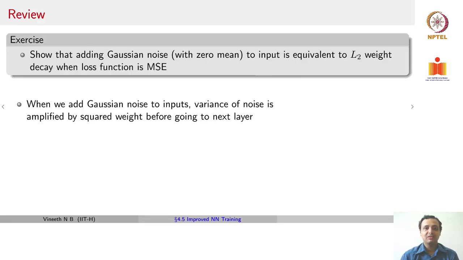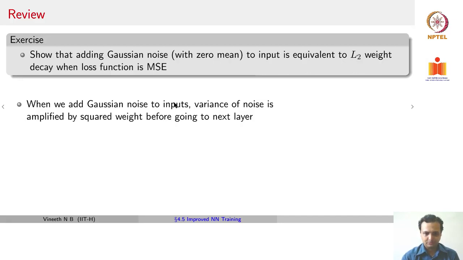Before we go forward, we left one question behind. Your exercise was to show that adding Gaussian noise with zero mean to input is equivalent to L2 weight decay when your loss function is mean squared error. Hope you had a chance to work it out. Let's try to understand why this is the case.